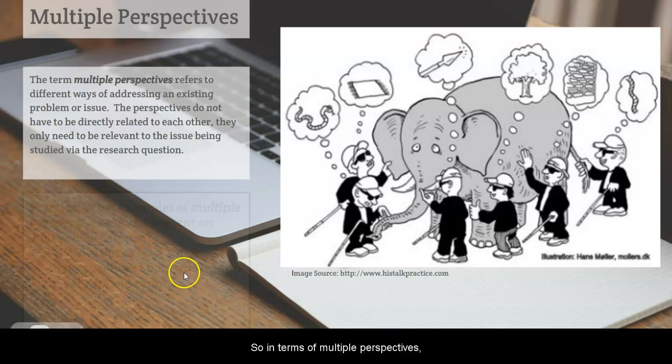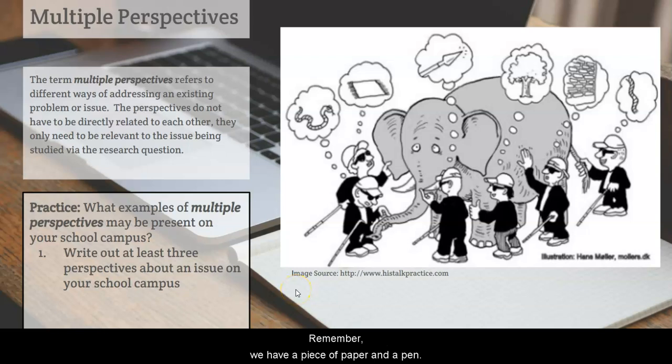So in terms of multiple perspectives, let's get a little practice. Remember, we have a piece of paper and a pen. What examples of multiple perspectives may be present on your school campus? So write a number 1 on your paper and write out at least 3 perspectives about an issue on your school campus. Go ahead and pause the video while you write out all 3 of those responses.